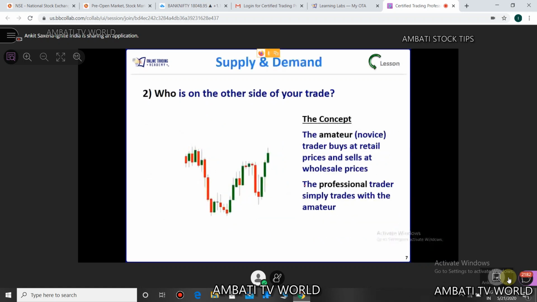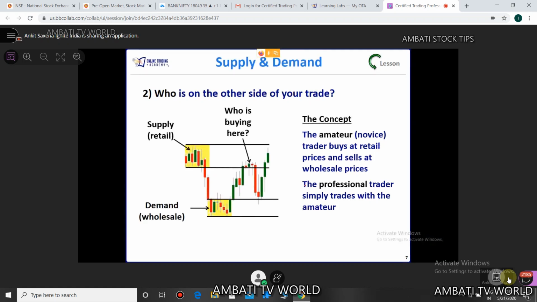yes. Now who is on the other side of your trade? If we are a professional trader, who is on the other side of the trade? The amateurs. The amateurs are the other side of the trade. The amateur or novice traders buy at retail prices and sell at wholesale prices. So what does the novice trader do? The novice trader buys at retail prices. So the novice trader buys at this level.